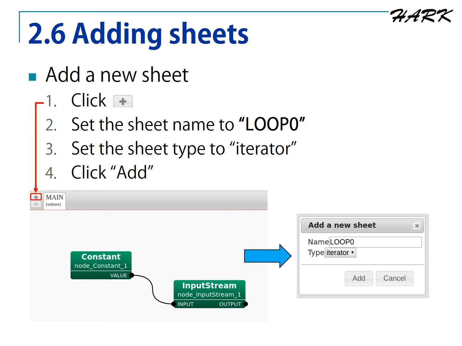Next, we will add sheets to the network. This operation is necessary to create subnetworks. First, click the plus button on the top left of the canvas. Then a window on the right will pop up. We have to decide the name of the sheet, so let's name it Loop 0 for now. And we also have to decide the type of the sheet. Select Iterator for now. Finally, click Add, then you will have a new sheet added to the network.